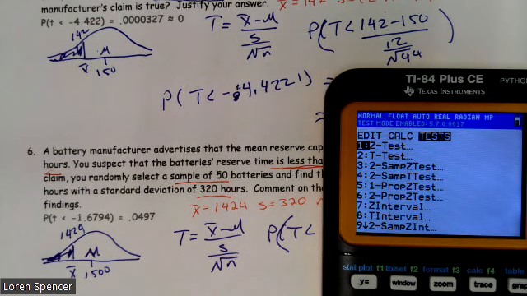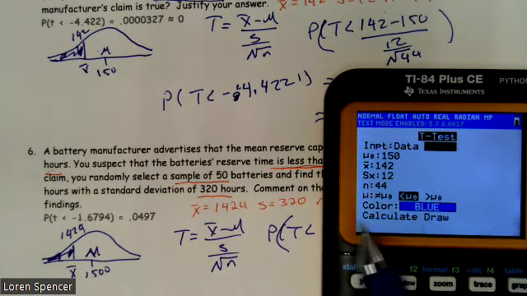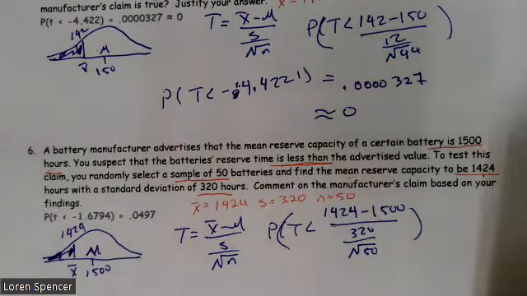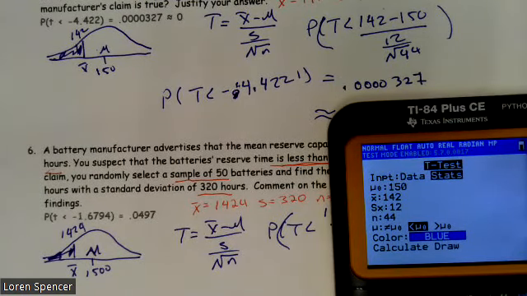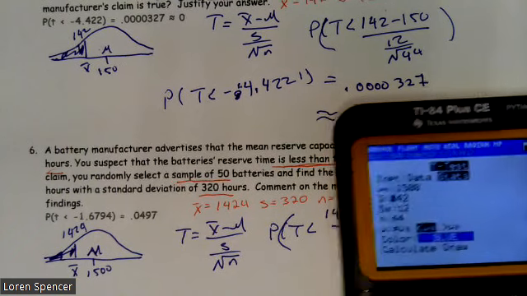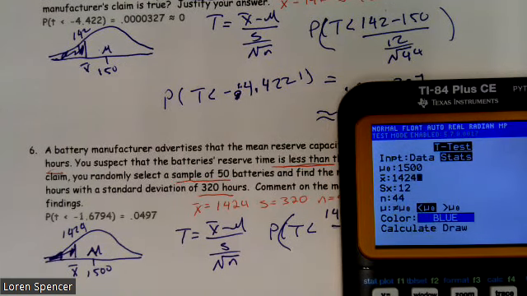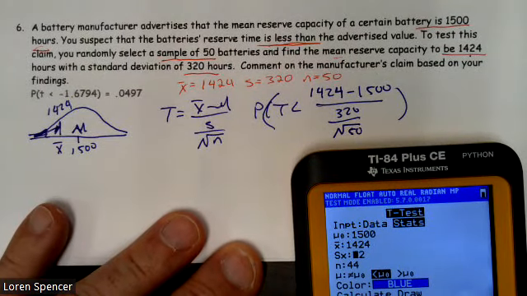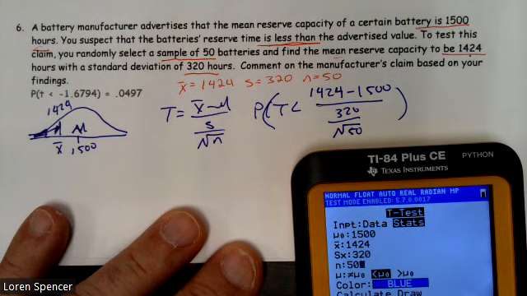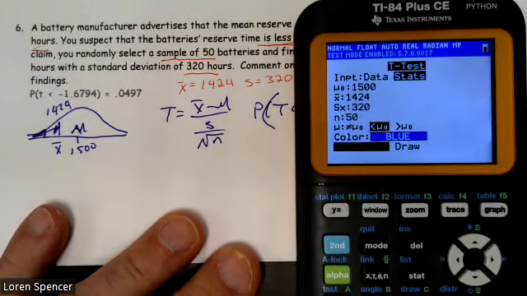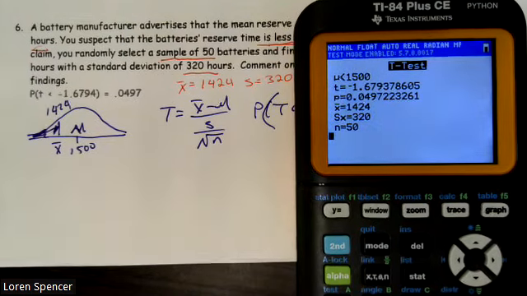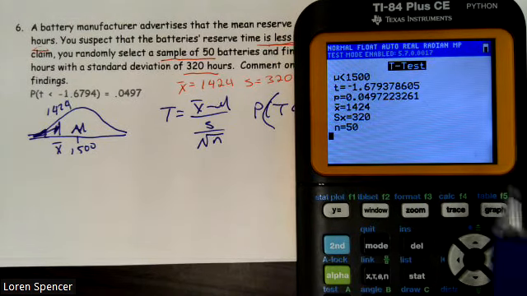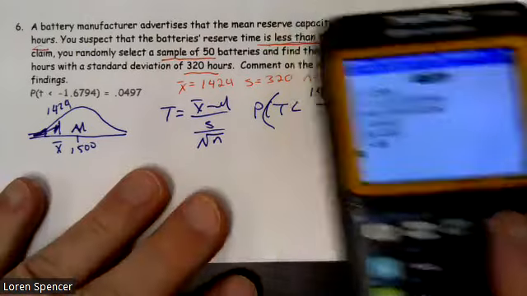Stat test, T-test, and it's a T-test again because we're using the standard deviation of the sample. So 1,500. The X bar is 1424. The sample standard deviation is 320. That's what makes it a T. And we had a sample size of 50. We shaded less than. And the probability that T is less than negative 1.679 is about 0.0497.